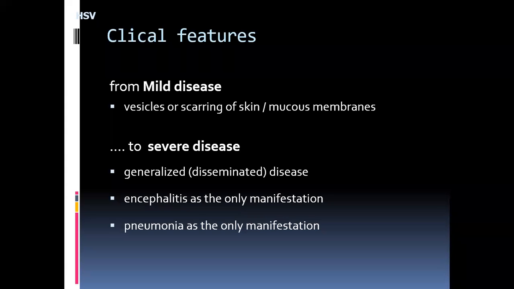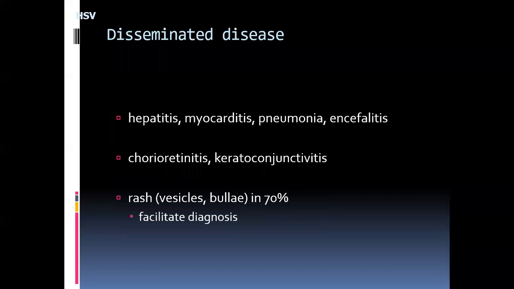It can produce encephalitis as possibly the only manifestation of the generalized pattern of herpes 2 virus. Pneumonia can also occur as the only manifestation. The most common are encephalitis and pneumonia. Then there are the disseminated diseases.